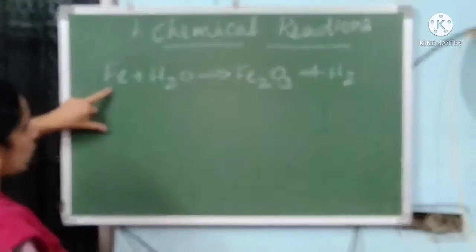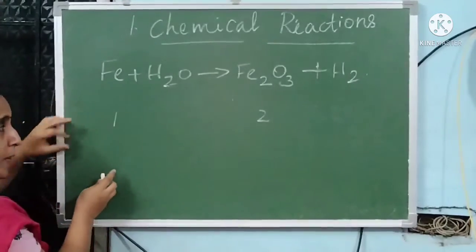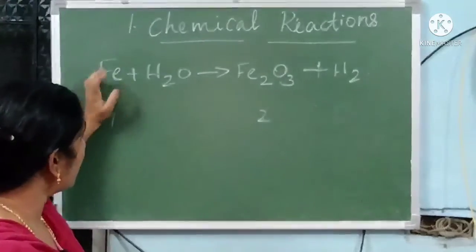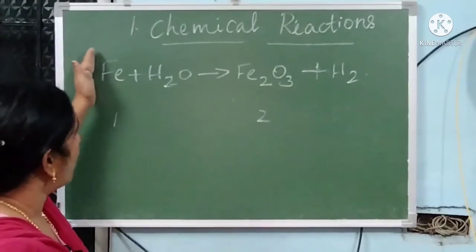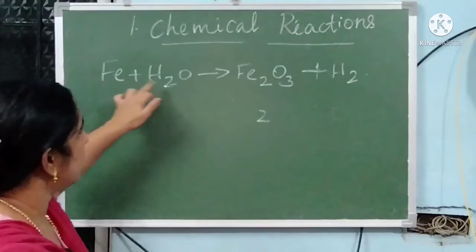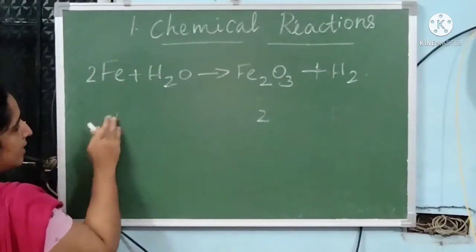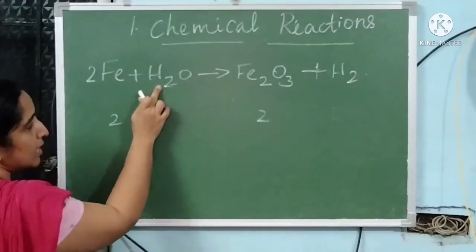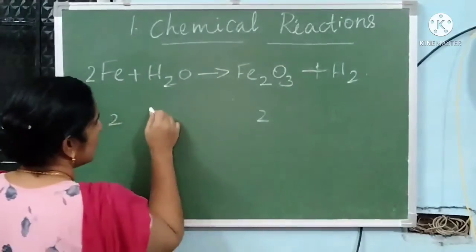Here Fe is 1, here Fe is 2. We only have the right to add numbers in front of the compound, not in the middle or at the bottom. So here Fe is 1 and here Fe is 2, so first we add 2 in front of Fe. Hence Fe becomes 2 and 2. Then we look at H2. Here the number of hydrogen atoms is 2, here also 2, so that is equal.